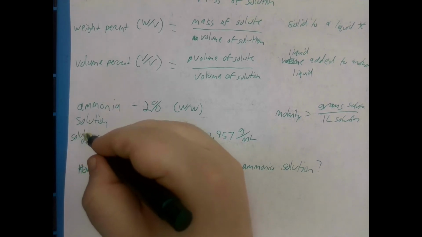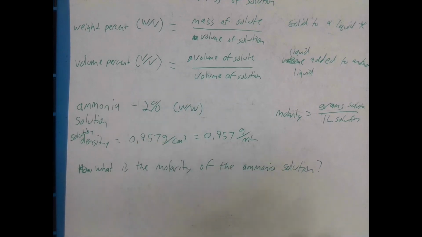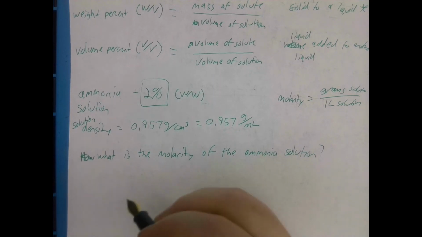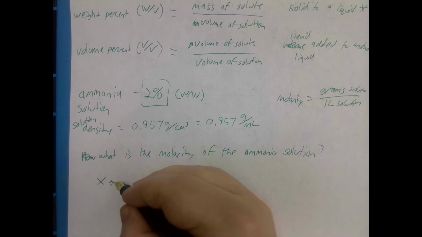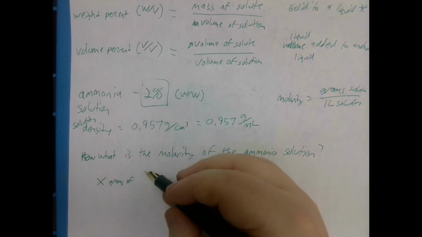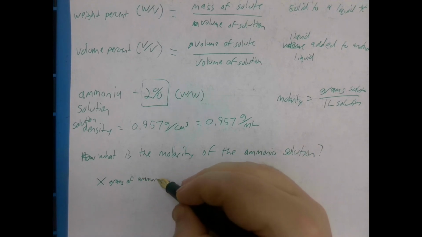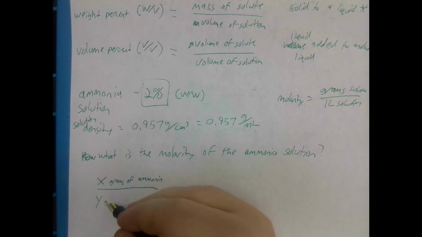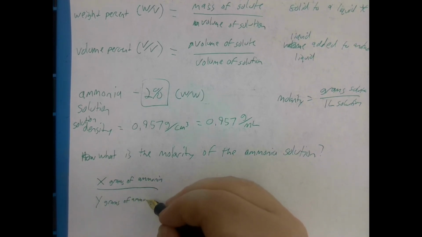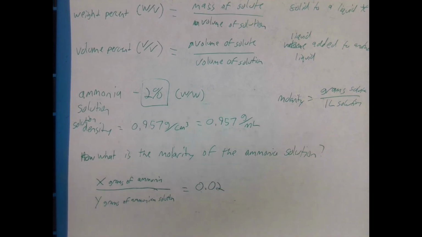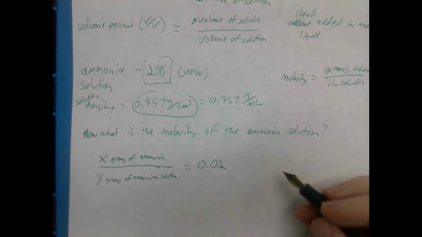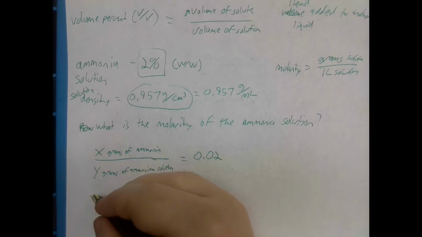So if the total density of the solution is 0.957 grams, this 2% right here means that there are X number of grams of ammonia per Y grams of ammonia solution, and when you divide it, it equals 0.02. We know the density of the final solution, so let's just make up and assume we have 100 milliliters of it.